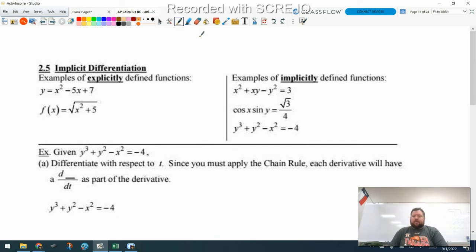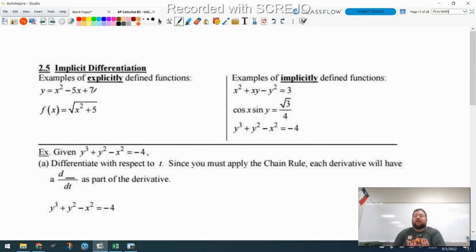All right, our lesson today is going to be about implicit differentiation. So we're going to learn how to take the derivative of functions that are defined implicitly rather than explicitly. Okay, so explicitly defined functions are these ones on the left. These are things that we already know how to take the derivative of.